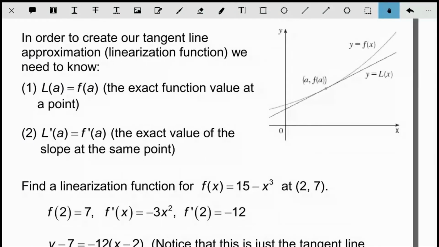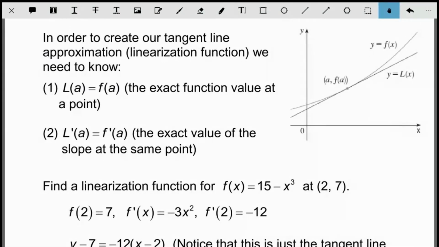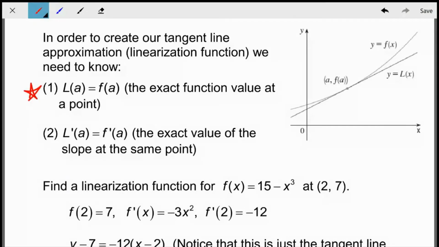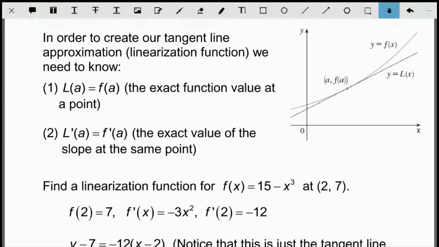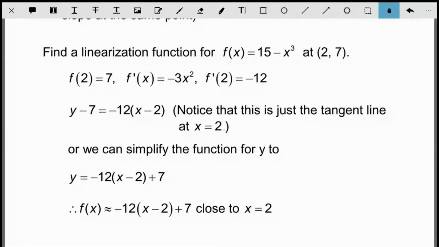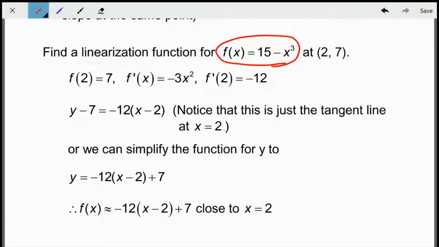Okay, so let's take a look at actually how we use this. If we want to do a tangent line approximation, it's actually a really, really simple process. Because we're just using the equation of a tangent line, there's two things that we need to know. The first thing is we have to know the function value at our point of tangency, and we have to know the exact value of the slope. So if we know the point and the slope, obviously that's how we get the equation of the tangent line, and that's what we're going to use to create our linearization function. So here's a really simple example that's been worked out for you so you can understand how it works. What we're trying to do here is use a linearization to approximate 15 minus x cubed.